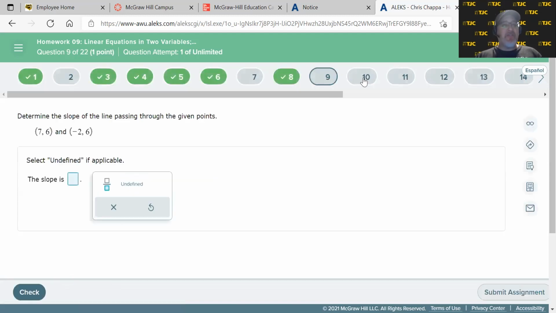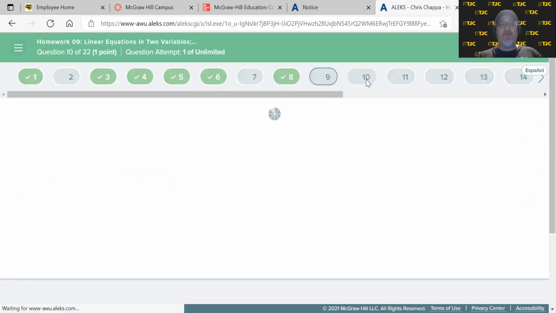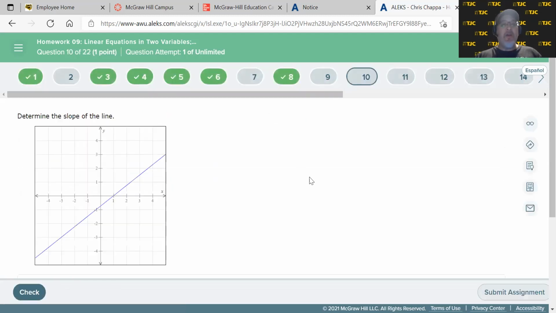Okay, number 9 is kind of the same thing. That one's going to be not undefined. It'll be a different scenario. Number 10. All right, on number 10, this is one where we're given a picture, and we've got a couple of ways that we can do it. We can either locate a couple of points whose coordinates are clear and then do the rise over run, or label the points' coordinates and use the formula.